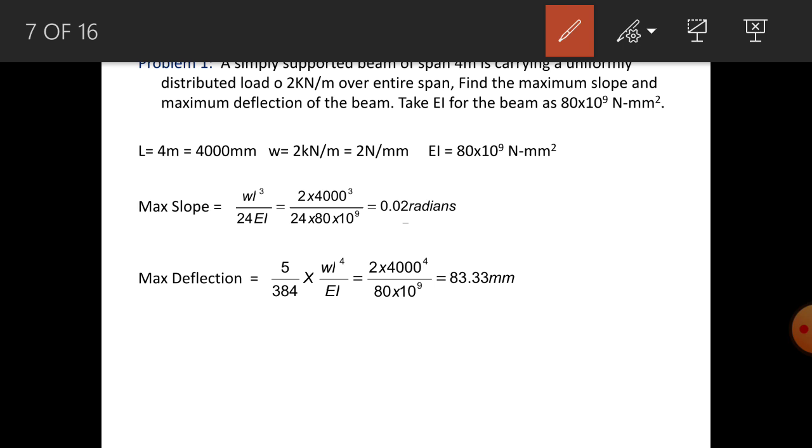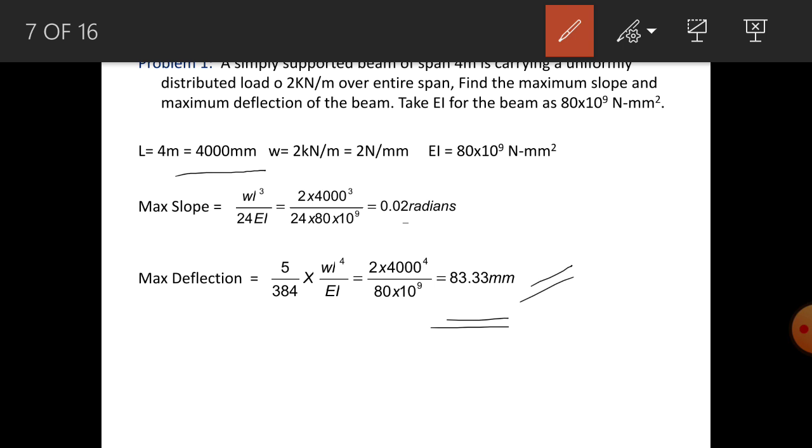If you see the problem, it is given as 4 meters, you have to convert it into mm. Why? Because we want the final values in mm. So we are going to convert the 4 meters into 4000 mm. Once you convert one unit into mm, then the other should also be in mm.